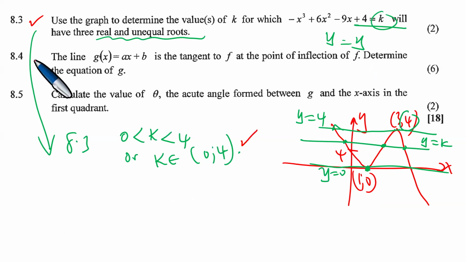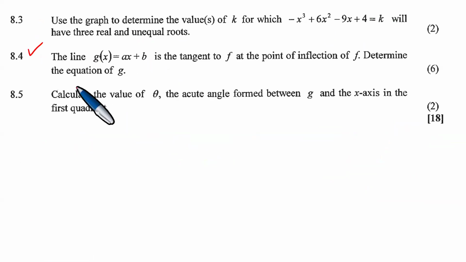Right, in 8.4, we want to deal with the line. The line, for instance, g of x equals ax plus b is a tangent. Okay, let's look at that one. Let's provide now space for it. Okay, this line here is the tangent. The line g of x equals ax plus b is the tangent to f at the point of inflection of f. Determine the equation of g. Determine the equation of g.